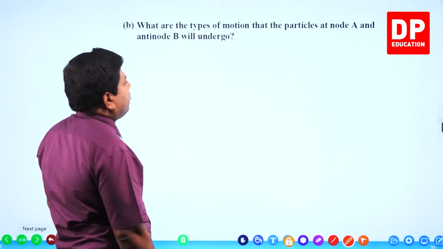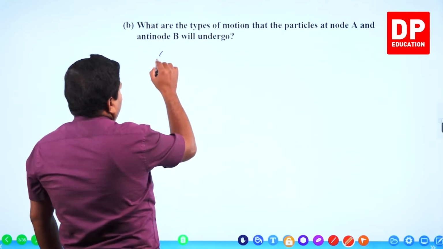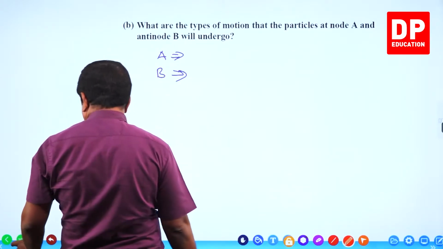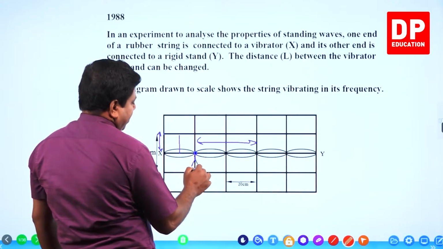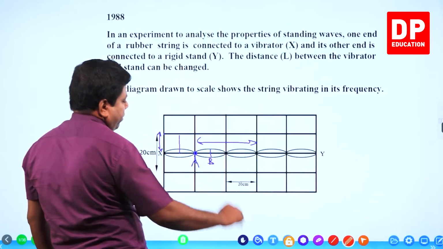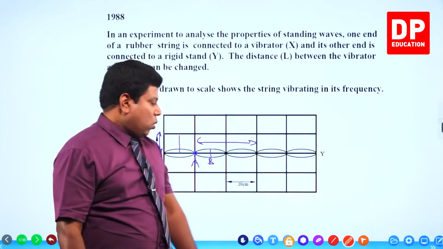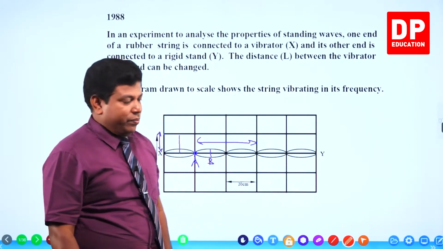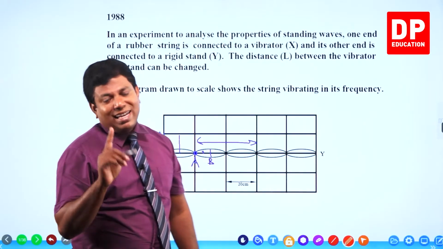What are the types of motion that the particles at node A and antinode B will undergo? Node A, antinode B. They have not marked it here. This is node A. This is where antinode is going to be, antinode B. So at node A, the particles will be at rest. They don't vibrate. At the antinode, the particles will be vibrating with the highest amplitude. Because anything in between, they also will be vibrating, but the amplitude is not the highest.